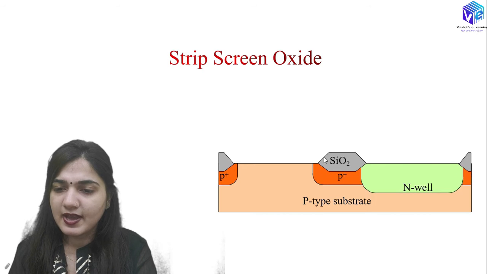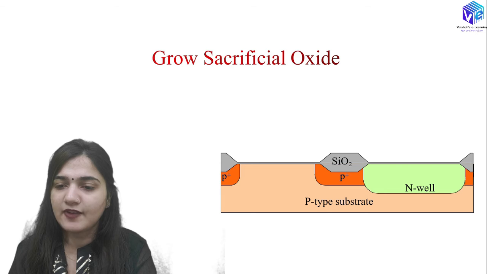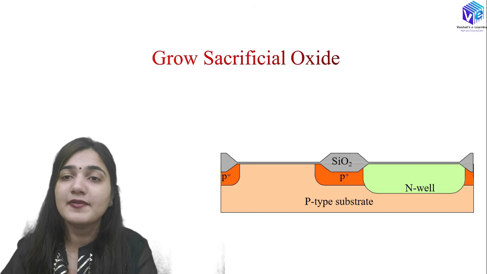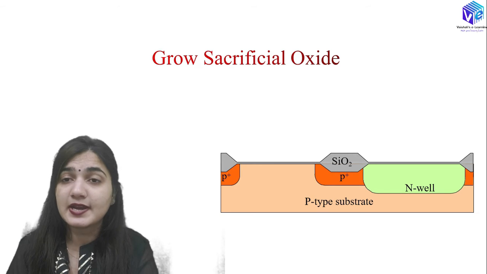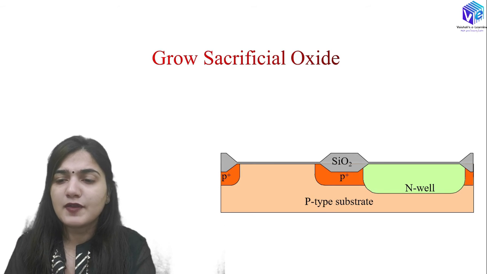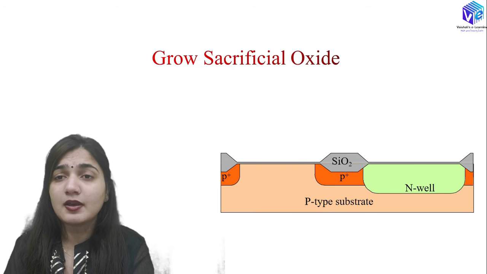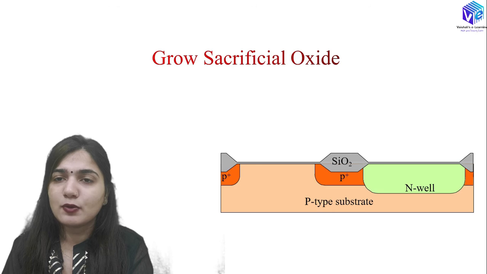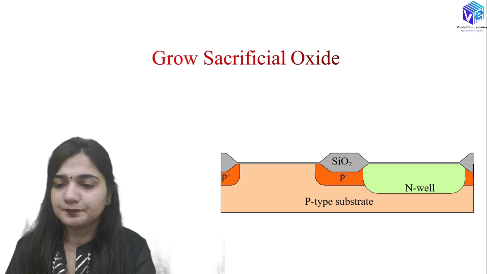So you can see here we have stripped off the screen oxide. After that we are going to grow the sacrificial oxide. The sacrificial oxide and the screen oxide have different widths. I hope you understand it. I told you about the various oxide layers and their importance and their thickness in the previous video, where I talked about the oxidation of silicon, right?